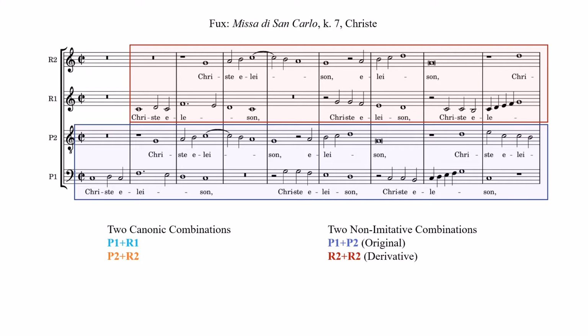We could not do this under the previous perspective because the orange P2 and R2 combination is not a derivative of P1 and R1. They're separate canons and thematically unrelated. But both perspectives have their usefulness, and throughout this video, I will try to be using the colors consistently. Blue and orange mean that I'm viewing the double canon as two separate canonic combinations, while purple and red will mean that I am viewing the double canon as original and derivative non-imitative combinations.